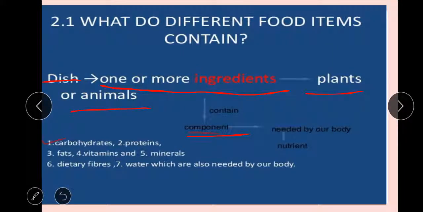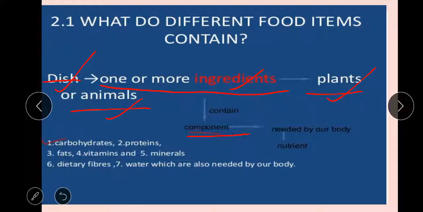Now let us start. What do different food items contain? Suppose you have taken a dish. It may be made up of one or more ingredients. Its source may be plant or animals.